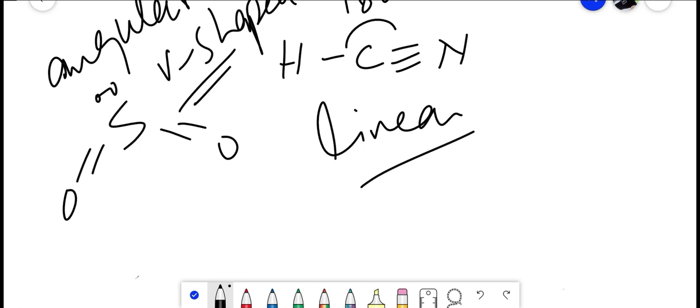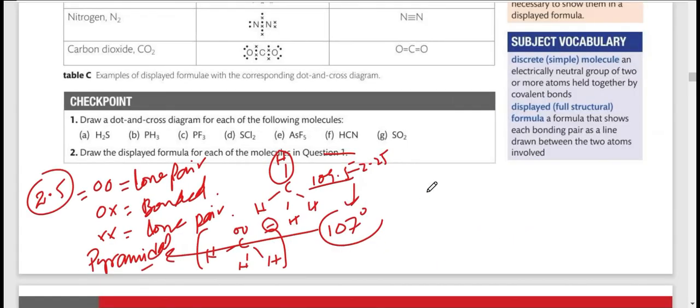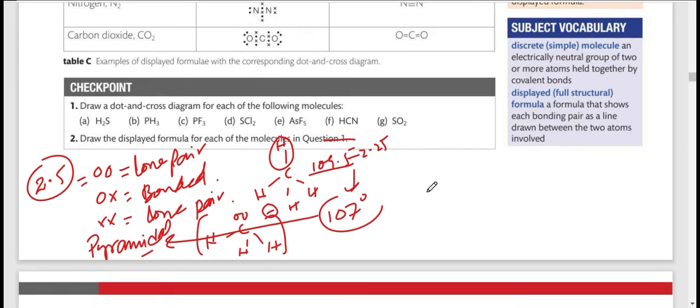Are we clear till this part? Yes. Any question you can ask. If you have any question, you can ask. We will work on the Lewis dot and cross diagrams, whether the structures that we are drawing are correct or incorrect, but we will be doing this in the next class, inshallah.